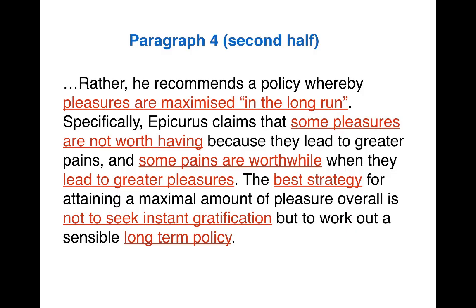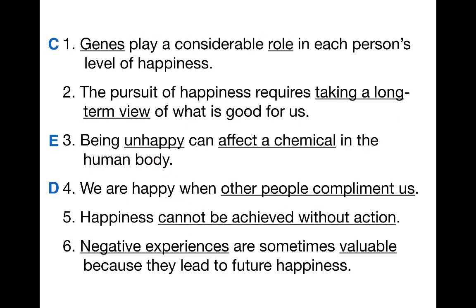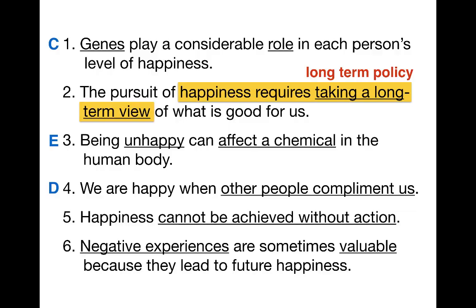There's a lot of information there. We've got pleasures are maximized in the long run, and at the end, this long-term policy. Also, this mentions some pleasures are not worth having, some pains are worthwhile. There's a lot mentioned in there that we can check in our statements. So, number 2, taking a long-term view, looks like something that he was saying. So, happiness requires taking a long-term view was the same as a long-term policy. And that's the answer B. Epicurus was B. That definitely matches.